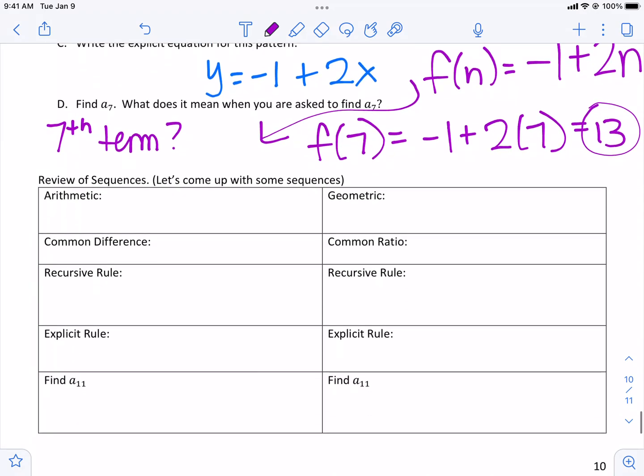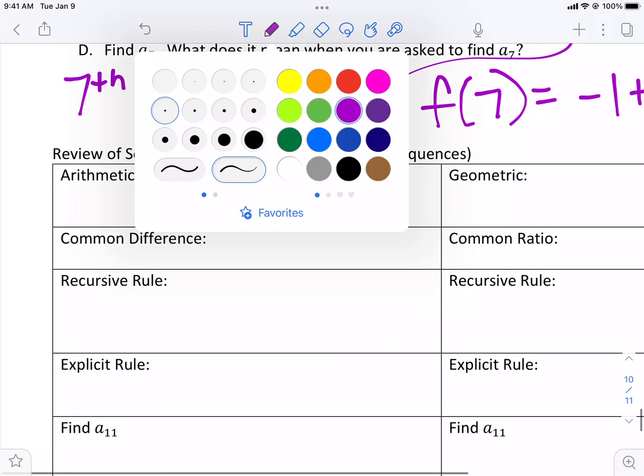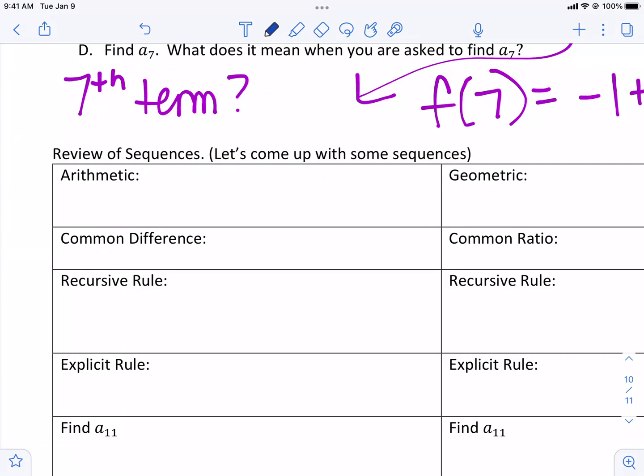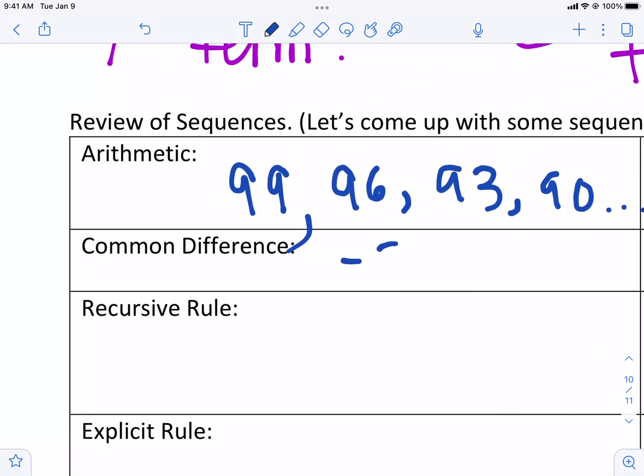So for review, we're just going to come up with sequences in class. Let's do an arithmetic one. Let's do one where we subtract. So let's do like 99, and let's subtract 3 each time. So 96, 93, 90. Here's an example of an arithmetic sequence. The common difference is -3.